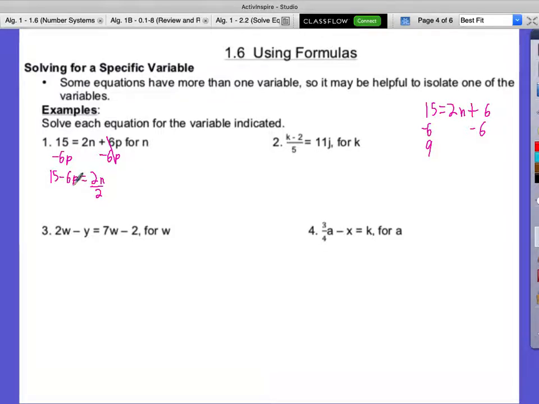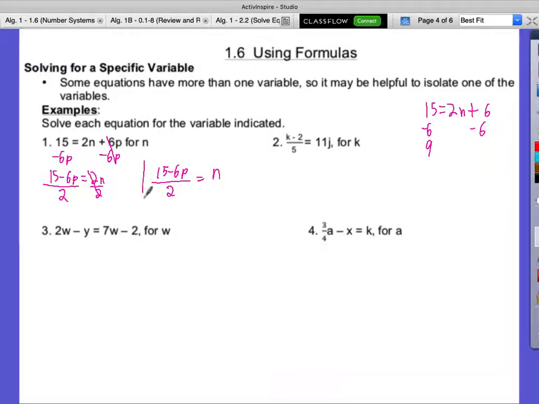Now, do we just divide the 6p by 2? No. The whole left side by 2. Very good, okay? So, now does 2 go evenly into all of this? No, okay? So we can leave our answer one of 2 ways, and I'll show you this here. You can either just leave it as 15 minus 6p over 2 is equal to n.